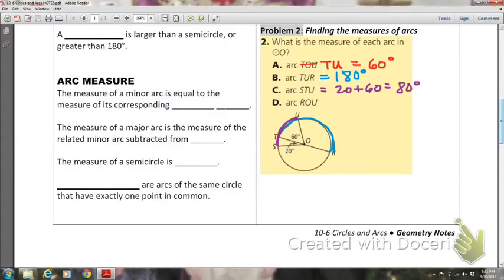And finally, this last one, once again, arc ROU should not have been ROU, should have been just RU, because ROU, once again, is that angle. But he wants to know the measure of that corresponding arc, which is going to be the same as that angle. So you got to figure out the measure of the angle, since that is a semicircle minus 60 degrees. So that's 180 minus the 60 degrees is 120 degrees.